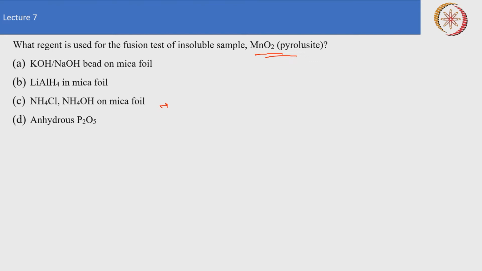Raj Patil has written option C. Okay, Abhay has written option A.